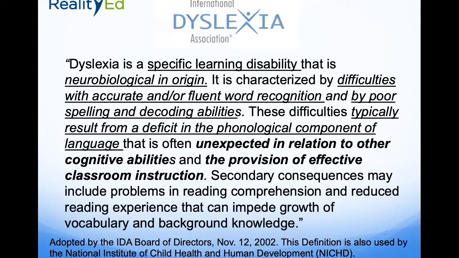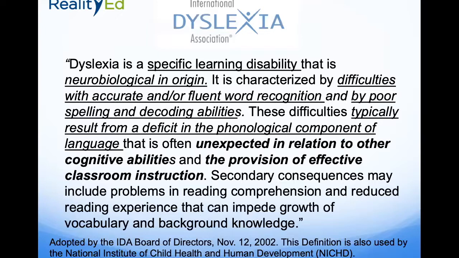I'm not going to read it word for word, but I'll summarize it for you in this way. Dyslexia, yes, it is a specific type of learning disability, and it's neurobiological in origin, which means that students that have dyslexia are born with differences in their brain structure. And the characteristics of dyslexia are exactly what you may have observed in your lifetime.